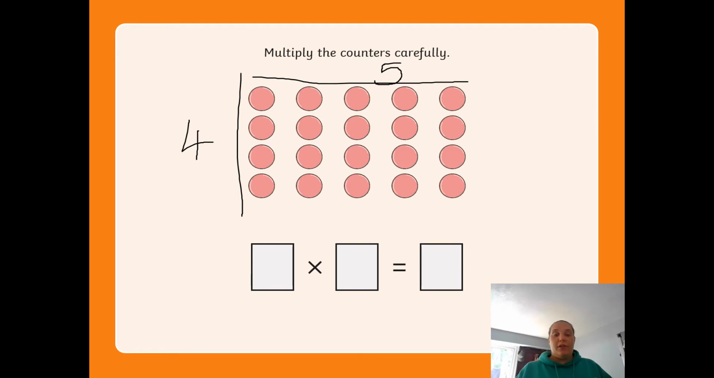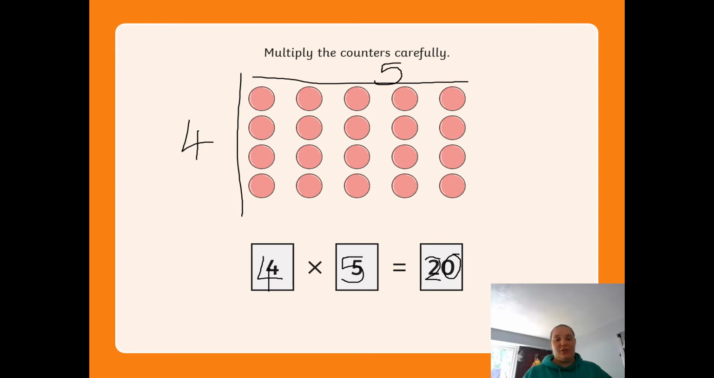So here I'm going to pop the number 4, and we're going to do 4 multiplied by 5 and find out the answer. So we can count in groups of 5. So if I hold up my 4 fingers, we've got 5, 10, 15, 20. So the answer to my calculation is 20. Excellent, well done, everybody.